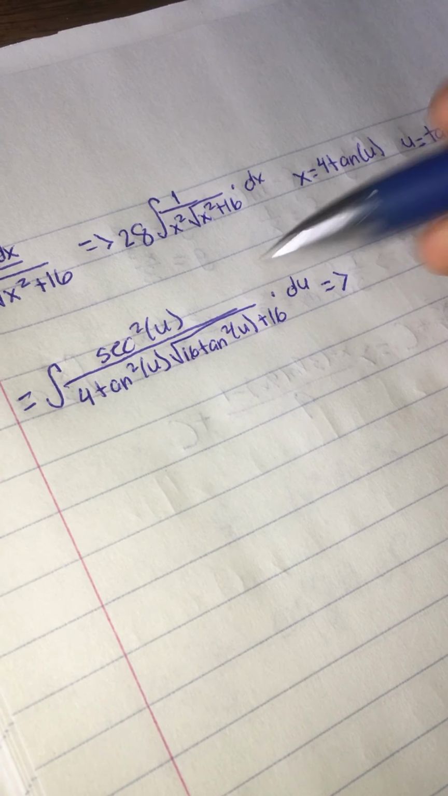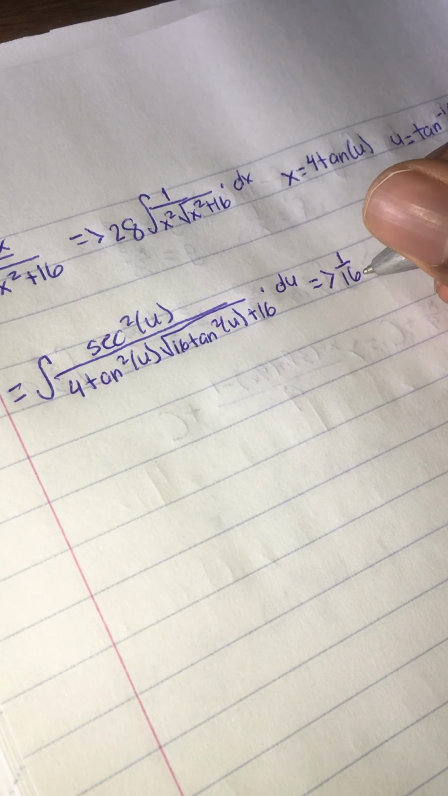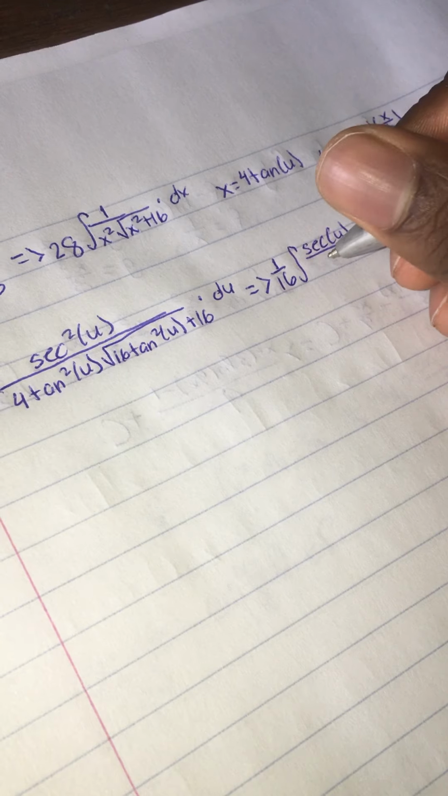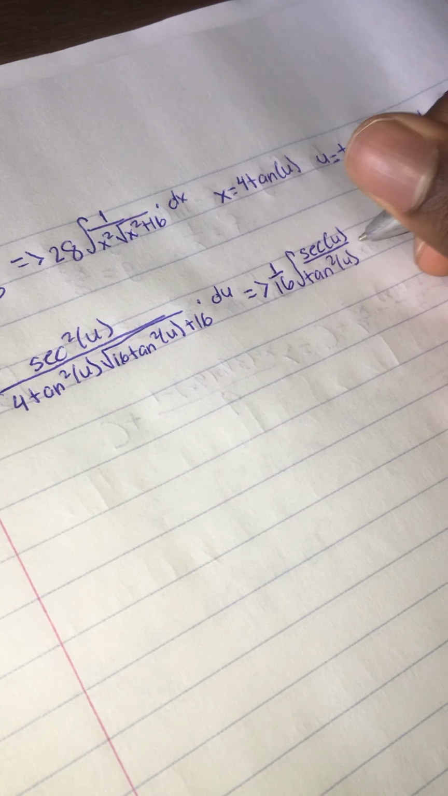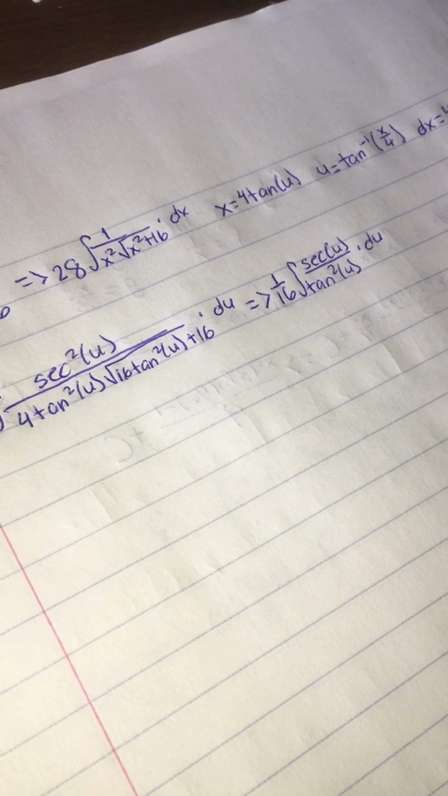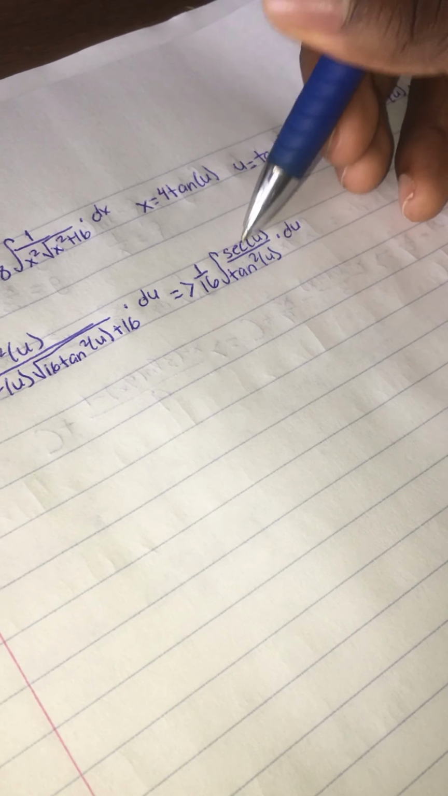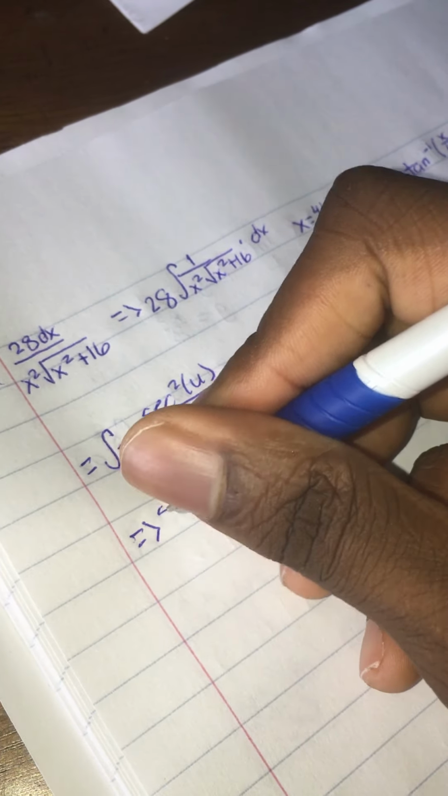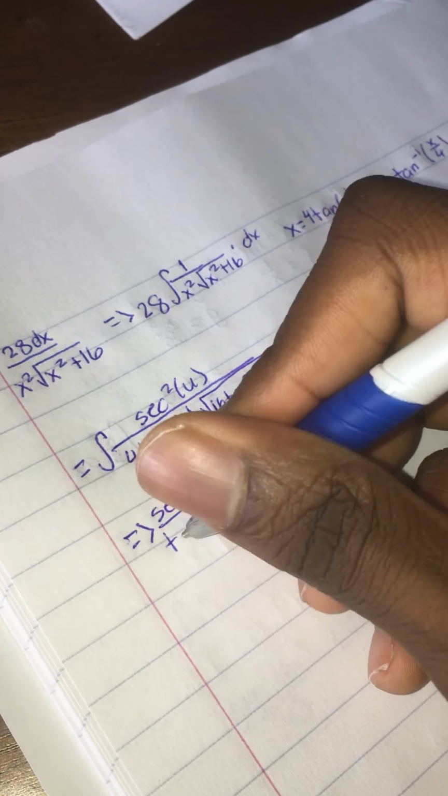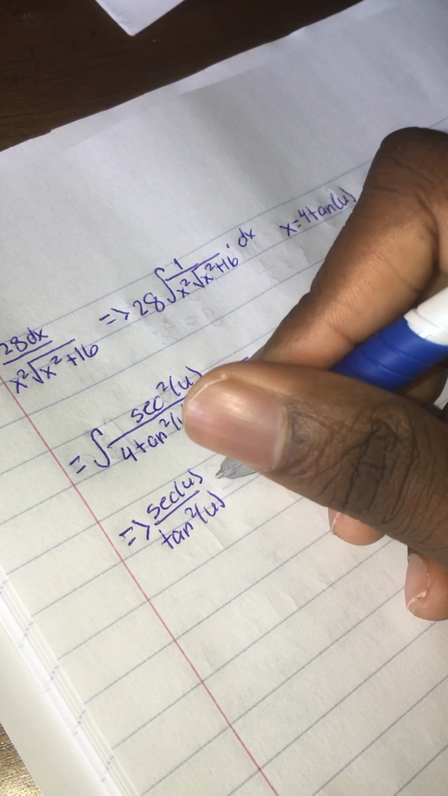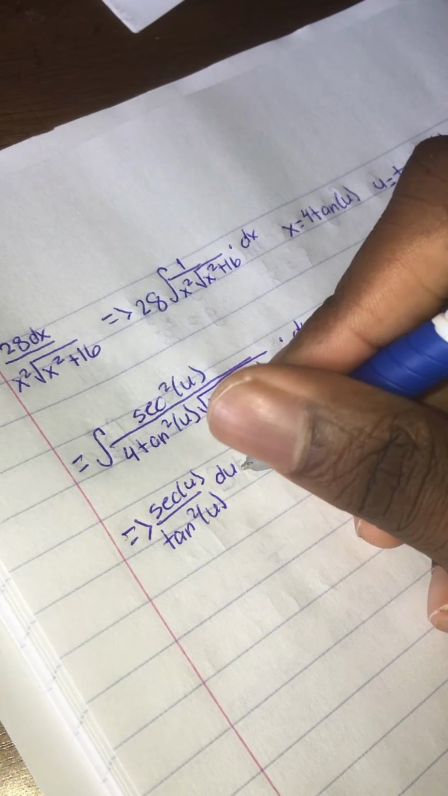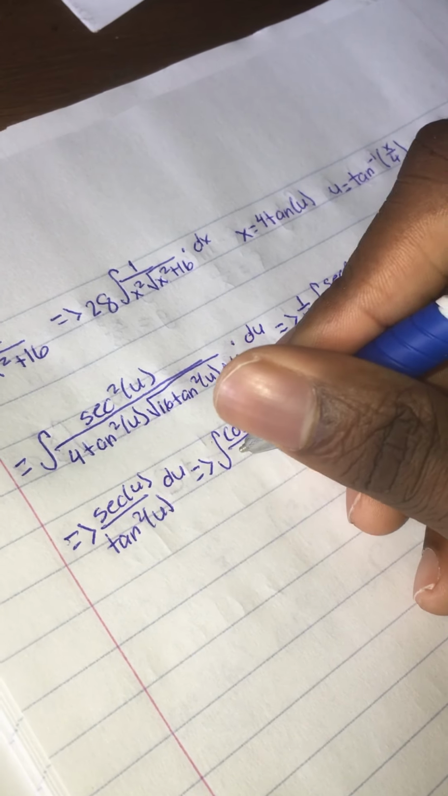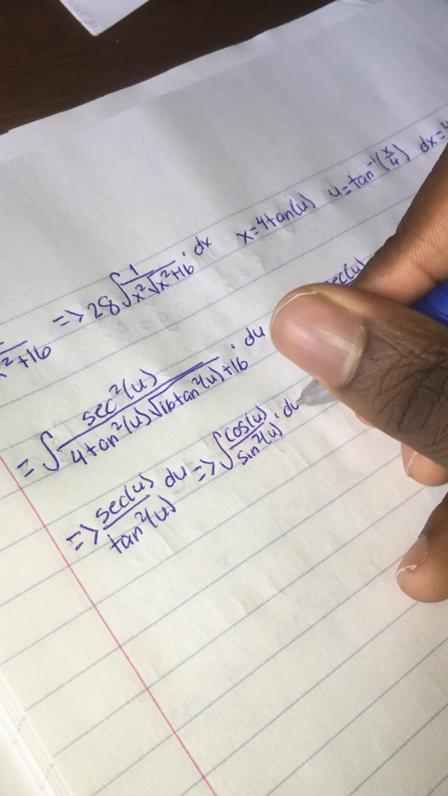From that, we can bring 1 over 16 out of the integral and make it secant of u over tangent squared of u times du. Next we want to solve the integral of secant u over tangent squared u. So we're going to first write that equation, which would then be equal to the integral of cosine of u over sine squared of u times du.